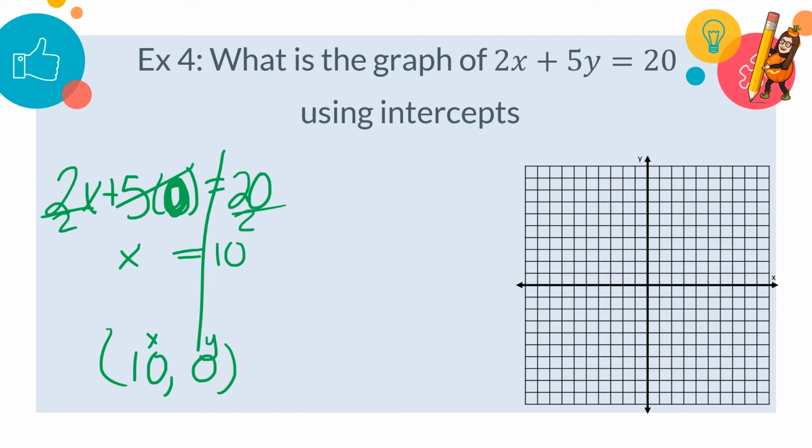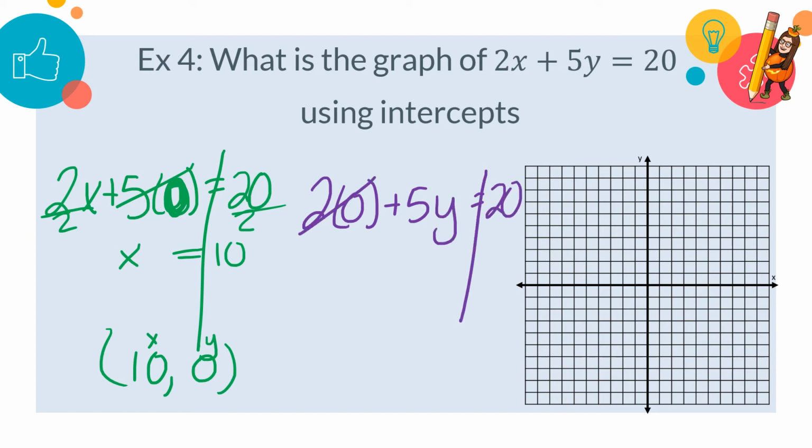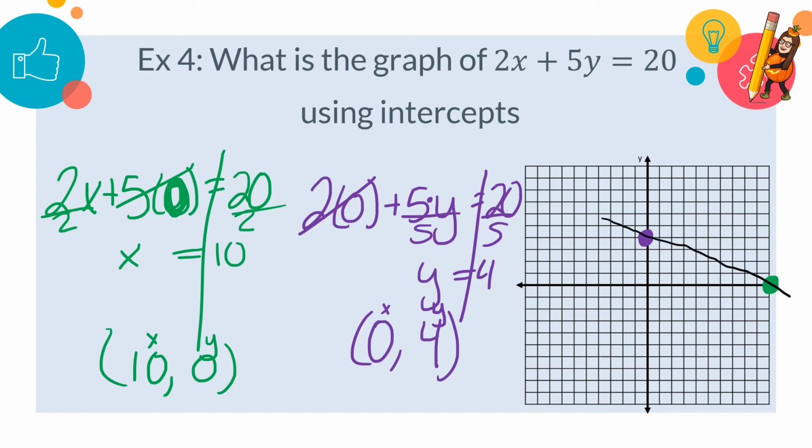Let's try it again. This time, I want to find a y, which means I'm going to plug 0 in for x. 2 times 0 is 0. 5 times y, so I'm going to divide by 5. Y equals 4. I plugged 0 in for x, and my result was a 4 for the y. Let's plot our two dots. X-intercepts go on the x-axis. Y-intercepts go on the y-axis. Connect your two dots with a line and draw arrows on the end.